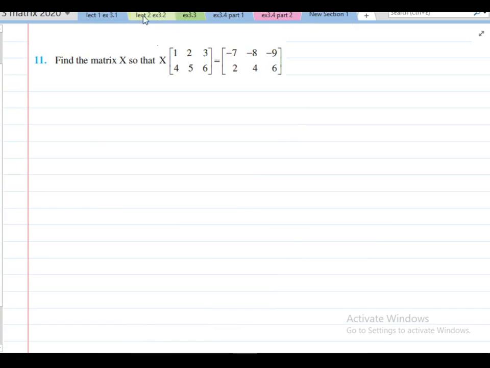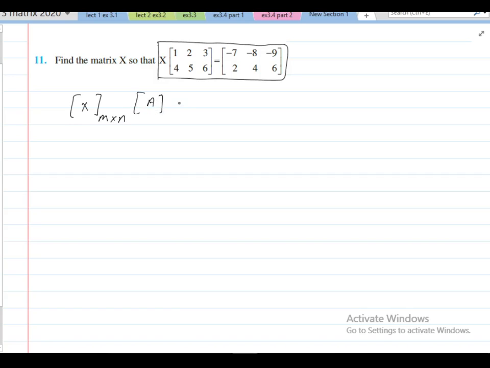Simply we have to find a matrix X which satisfies this condition. Let's call them A and B, and we have X into A is equal to B. Now first of all we need to find the order of X. Let's call it M into N.